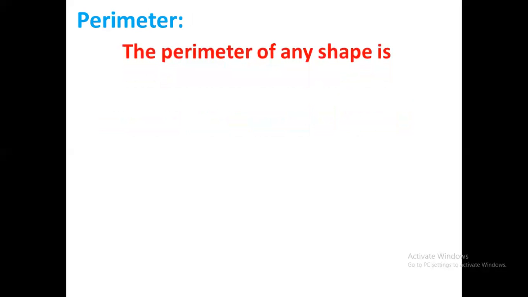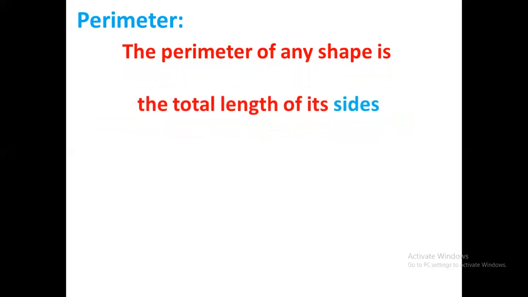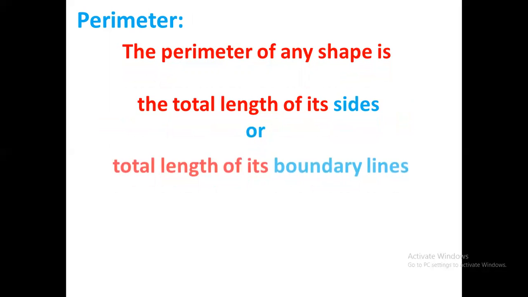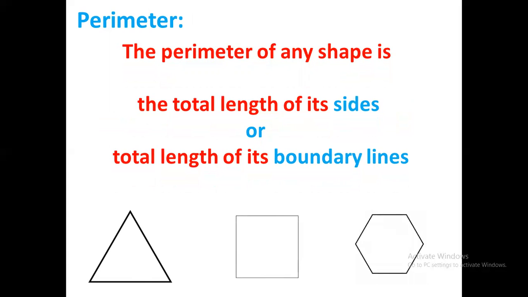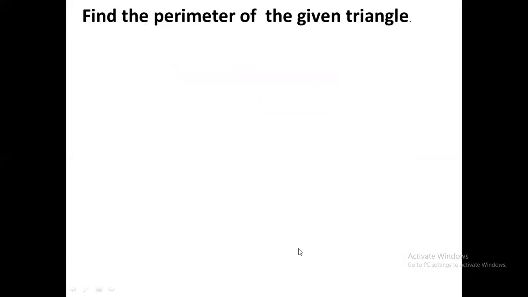What is the perimeter? Let's have a review. The perimeter of any shape is the total length of its sides, or we can say it's the total length of its boundary lines. Suppose you have different shapes, and if you want to find the perimeter of these shapes, you will add all the lengths of its boundary lines, and then you will be able to find out the perimeter, as you have already learned about this.